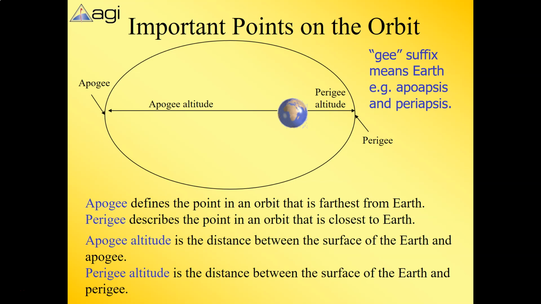Apogee and perigee define for us how far the Earth is from the furthest point away, apogee. That's the apogee altitude, is that distance, and perigee defines for us the point at which it's closest to the Earth, and the perigee altitude is that distance.